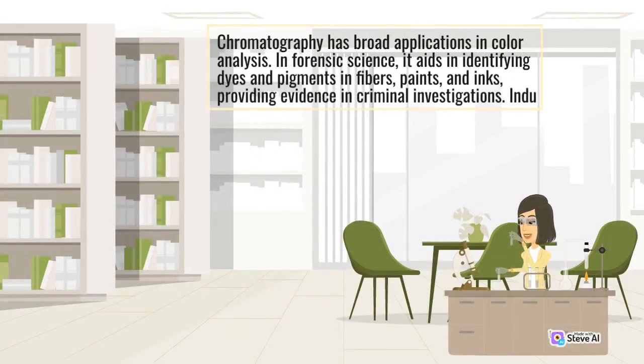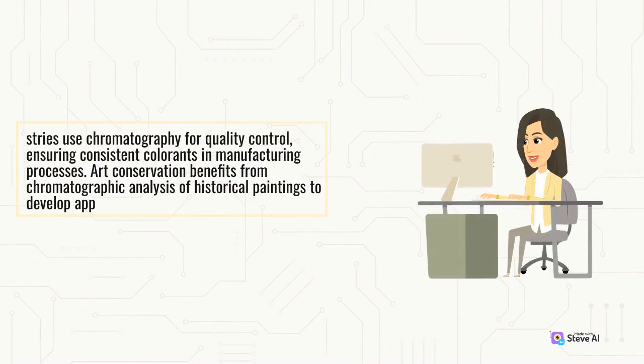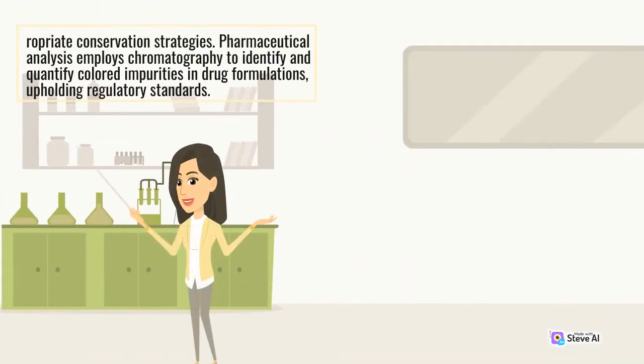Chromatography has broad applications in color analysis. In forensic science, it aids in identifying dyes and pigments in fibers, paints, and inks, providing evidence in criminal investigations. Industries use chromatography for quality control, ensuring consistent colorants in manufacturing processes. Art conservation benefits from chromatographic analysis of historical paintings to develop appropriate conservation strategies. Pharmaceutical analysis employs chromatography to identify and quantify colored impurities in drug formulations, upholding regulatory standards.